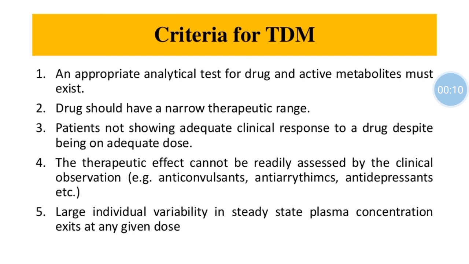An appropriate clinical test for the drug and active metabolite must exist. Means analysis requires the drug to be present, which is important. If the drug is not present in the sample, we cannot do therapeutic drug monitoring. And active metabolites must exist. That active metabolite, which is present in the blood, plasma or serum concentration, must be present in your sample. Then second criteria, the drug should have a narrow therapeutic range.